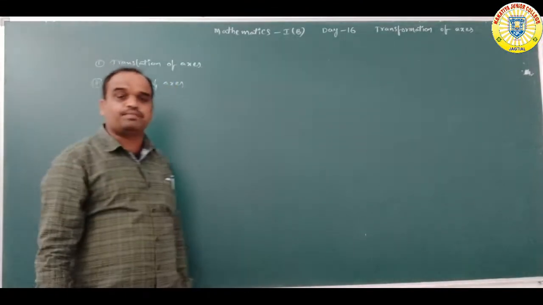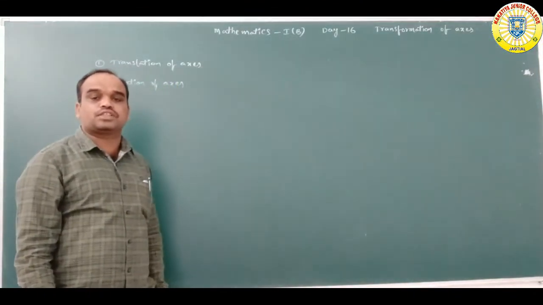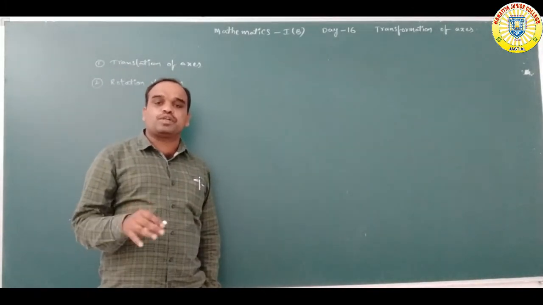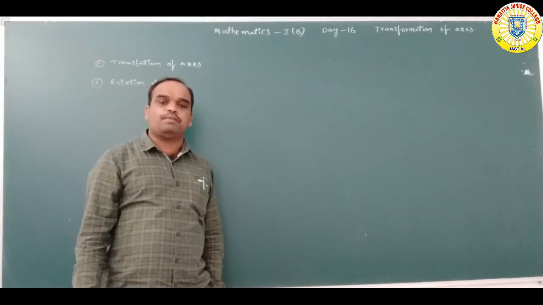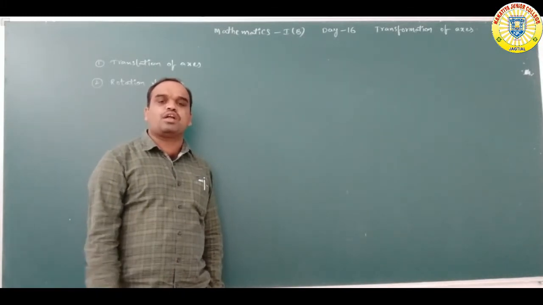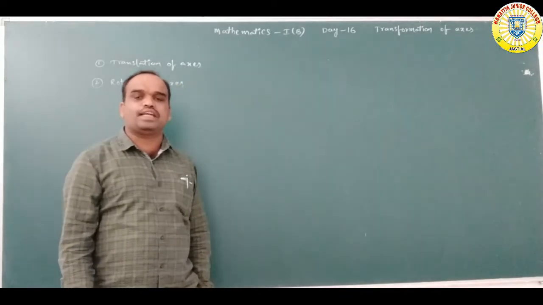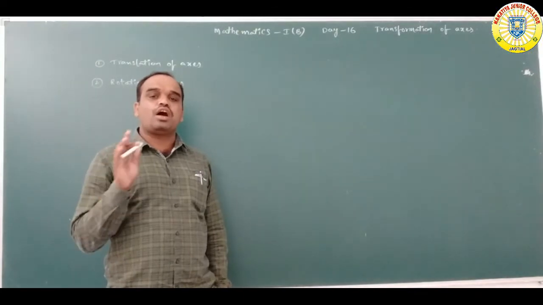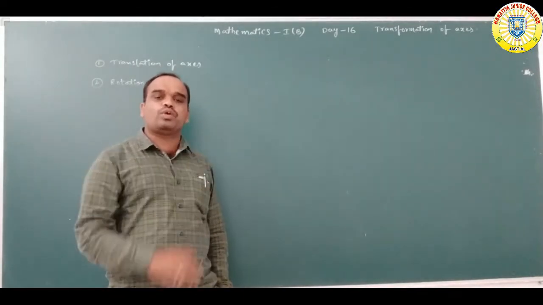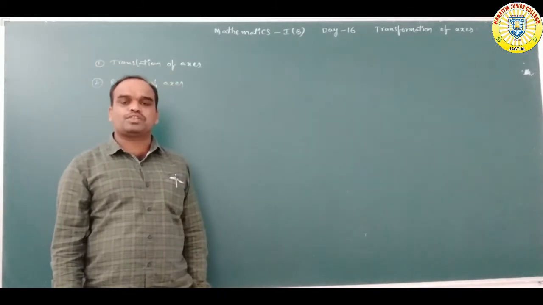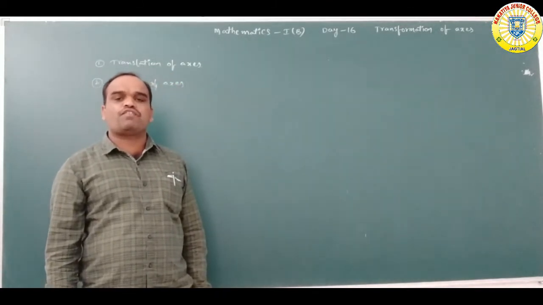Just one time repeating. What is the translation of axis? Without changing the direction of the axis, the origin is shifting from one point to another point in the same plane. This type of transformation is called translation of axis.